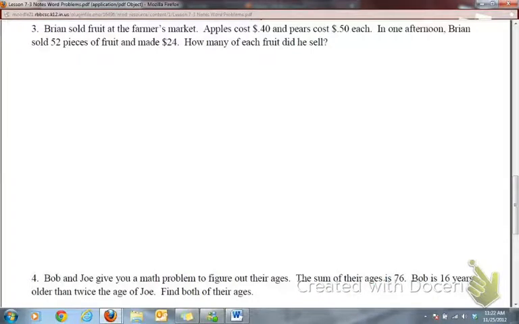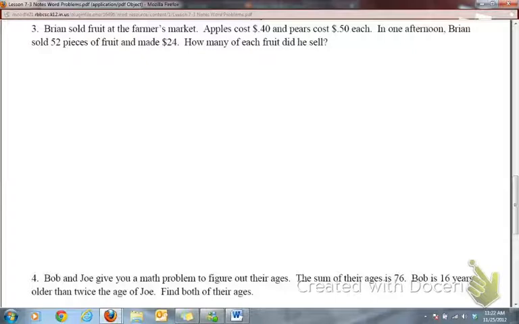All right, with problem number 3, we've had problems kind of similar to this. In fact, the first problem about Tammy working is kind of similar because it also deals with money. It just deals with amounts that are less than $1, so we'll have some decimals. But that's okay. It says Brian sold fruit at the farmer's market. Apples cost 40 cents and pears cost 50 cents each. In one afternoon, Brian sold 52 pieces of fruit and made $24. How many of each fruit did he sell?